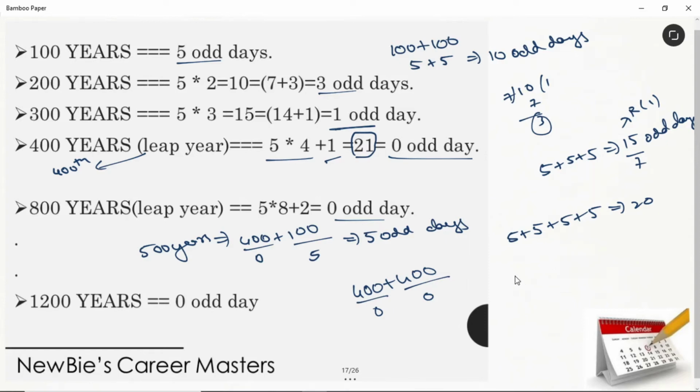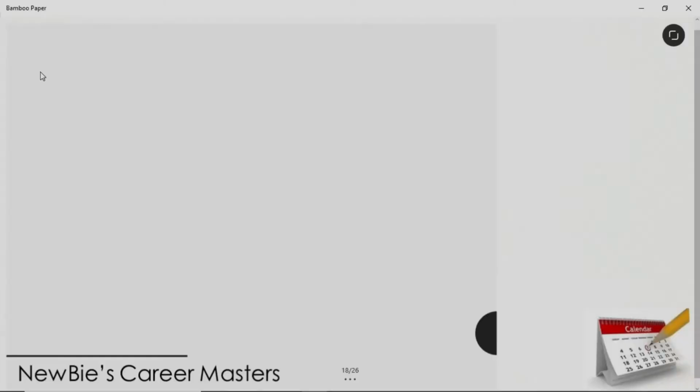Okay. See, if they ask for 1900 years, we can take this as 1600 plus 300. 1600 is a multiple of 400, correct? So 0 odd days. 300 years, we know it is 1 odd day. So total 1 odd day. Very simple. Okay, let us take some examples now.